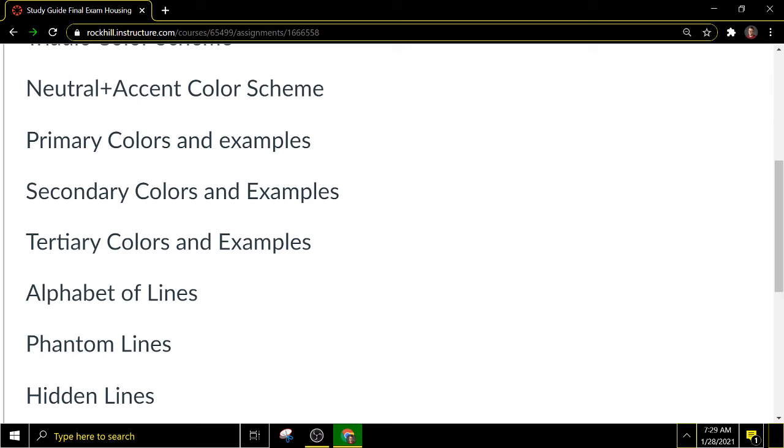So then we have primary colors as well as examples. Primary colors just exist as they are. You cannot make them. Basically, primary colors are very simple: you have red, blue, and yellow. And when you mix certain primary colors together, you get secondary colors, which are green, purple, and orange.